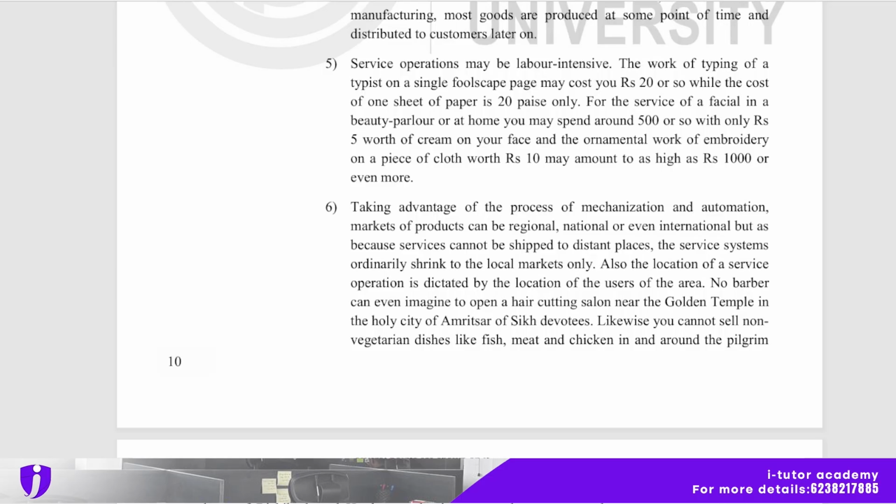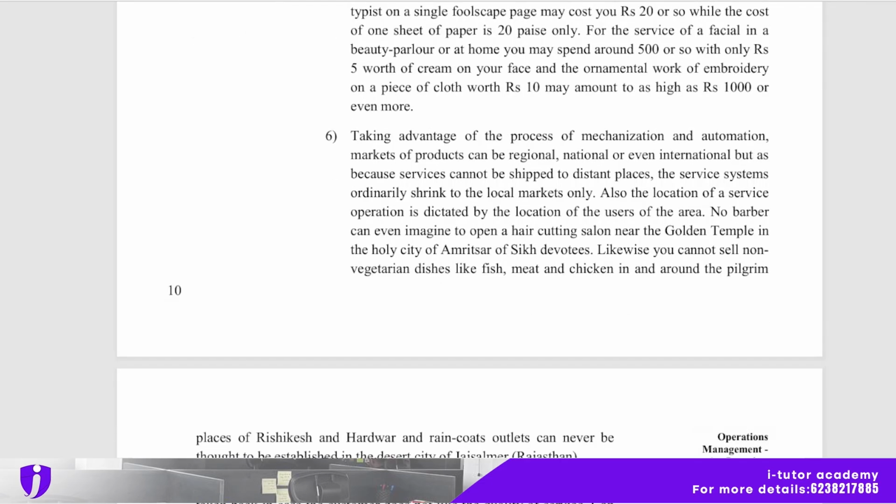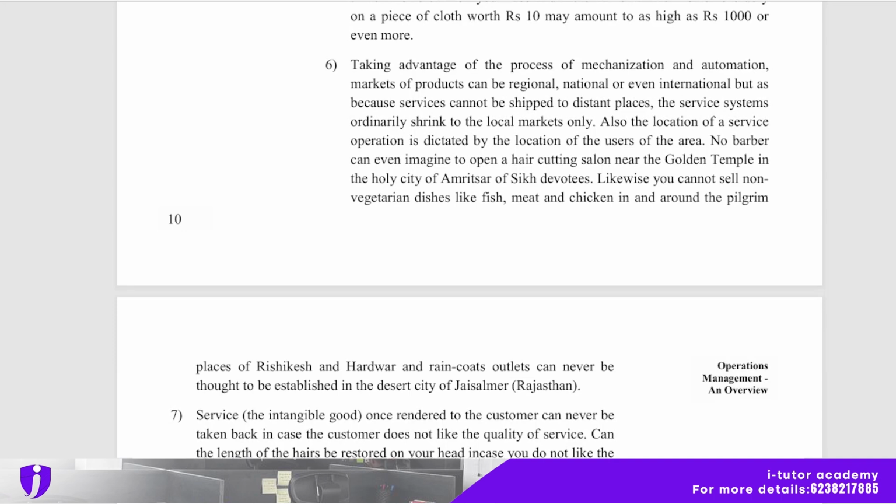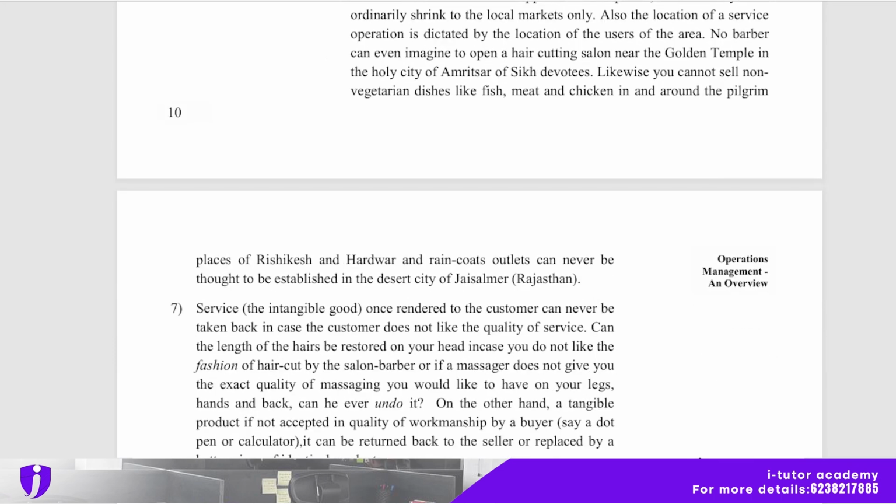So for the service of a facial in a beauty parlor or a home, you may spend around 500 or so, with only Rs 5 worth of cream on your face. And ornamental embroidery work on a piece of cloth worth Rs 10 may amount to as high as Rs 1000 or even more. So service and product, these are the differences.